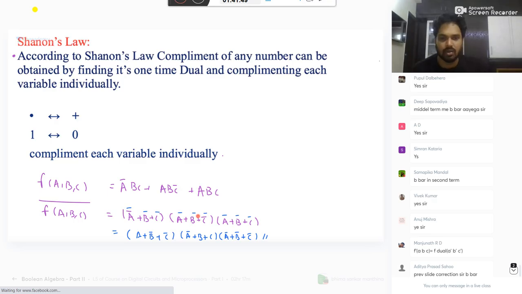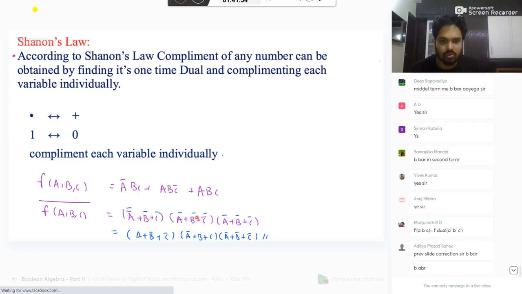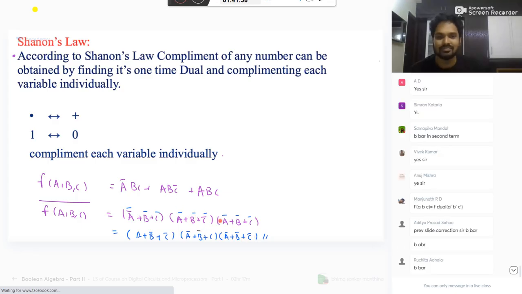Okay. Previous slide, is there some problem? A bar, B bar, C bar, you took C bar twice, it should be B bar. Thank you.